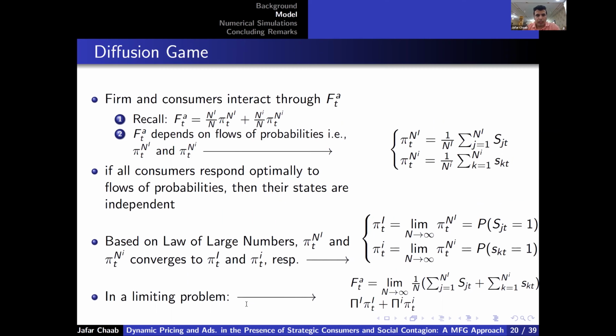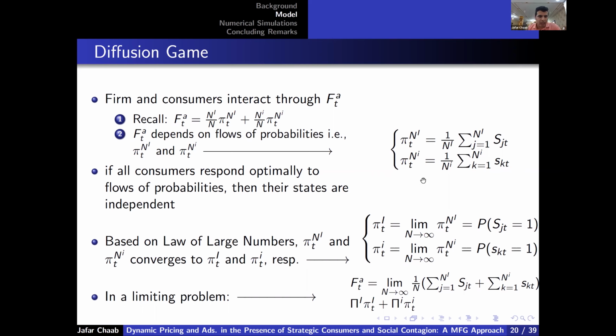So let's see how the diffusion game is going to work. We know that the firm and consumers interact through the fraction of adopters. So here we have reformulated the fraction of adopters, right? The pi, capital N, capital I, that you can see in the top right corner, basically is the flows of probability for the individualist, right? So it will be the total number of individualists who have already adopted over the total number of individualists in the market. And a similar form holds for the conformist.